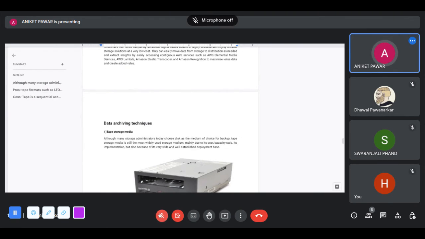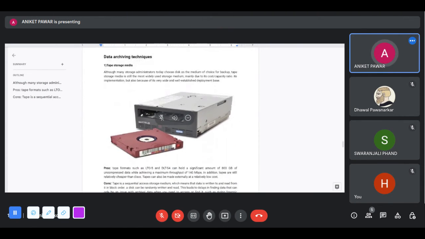Okay, thanks, Himanshu. So I will be going through data archiving techniques. The first one is tape storage media. Tape storage media is the most widely used archive media, and tape formats like LTO5 and DLT-S4 can hold a significant amount of data, 800 GB of uncompressed data. A disadvantage of this media is that tape is a sequential access storage media, which means data is written to it and read in block sequence only, and it introduces data seek time delays that may only be an issue with archive data when you need to access or search it.